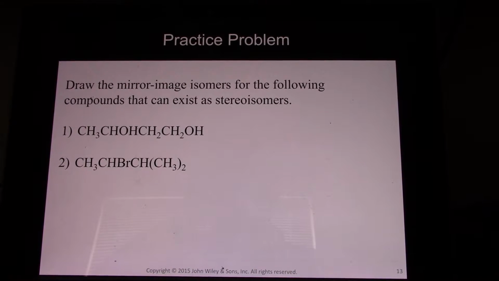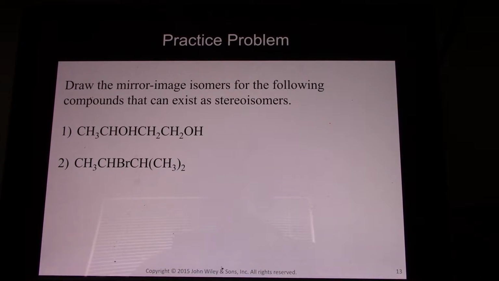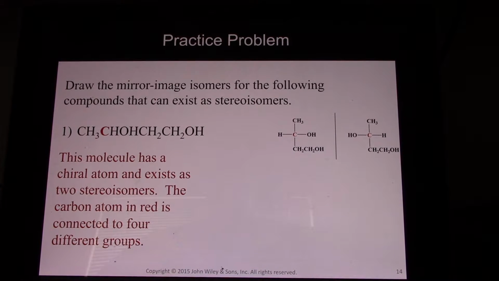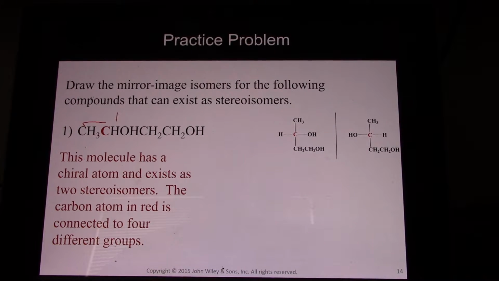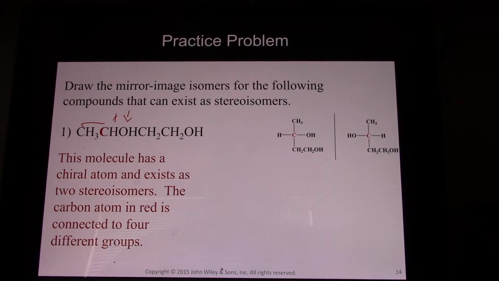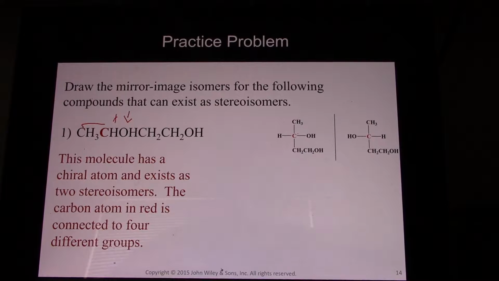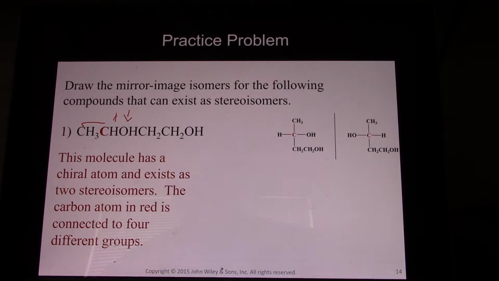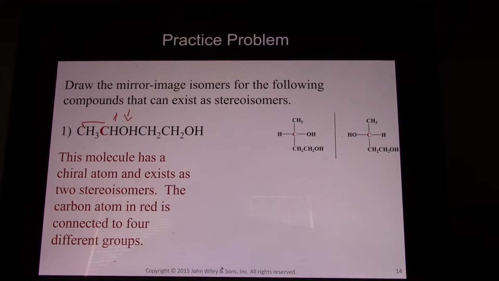So draw the mirror image isomers for the following compounds that can exist as stereoisomers. Well, we have to look through our carbons and find a carbon that has 4 different things attached to it. So here, this carbon has a methyl group, a hydrogen, an OH, and then an ethyl hydroxy group coming off of it. So this is the only chiral carbon here. And so when we draw it, we draw our molecule, we put a mirror plane, and now we draw the mirror image, what it would look like in the mirror.